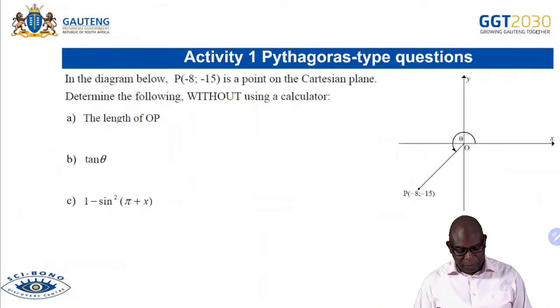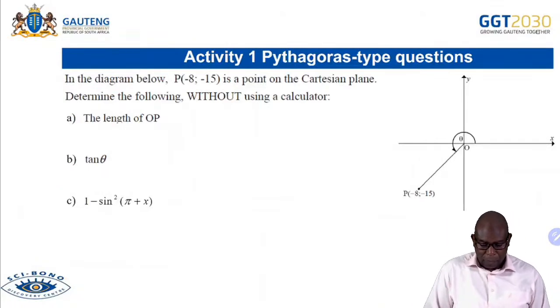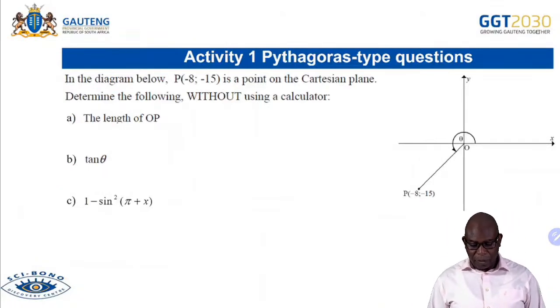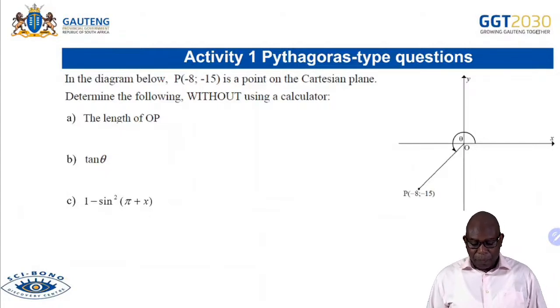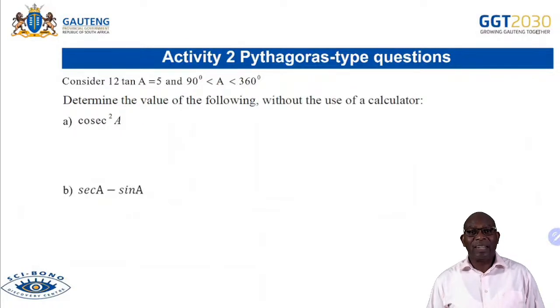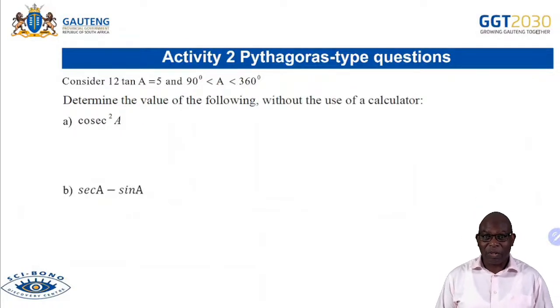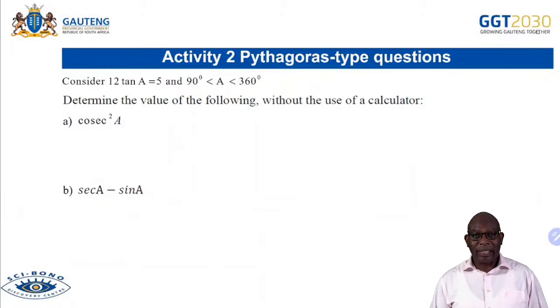Let's look at the first question. Activity 1, Pythagoras type questions. In the diagram below, P is represented by the coordinate (-8, -15). How do I know that that part is correct? Because it's in the third quadrant. Without using a calculator, and mostly they write it in capital letters or bold so that you can see that no calculators are supposed to be used.